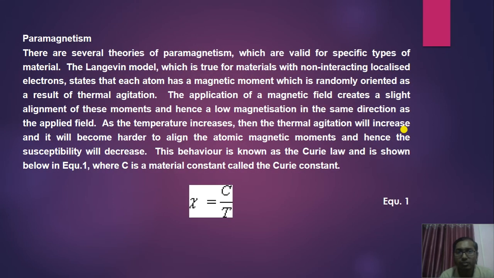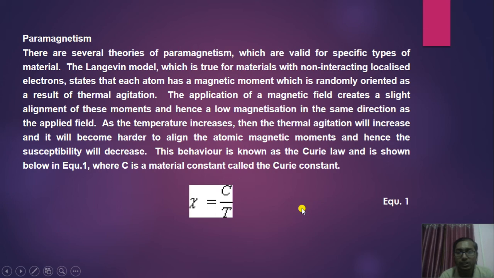So we have paramagnetism. What happens in paramagnetism? Magnetic moments exist, but they are not aligned in the same direction. They are not parallelly aligned. They have different orientations. As a result, there is an equation called Curie law. According to Curie law, magnetization is equal to C upon T, where T is the absolute temperature in Kelvin and C is a constant known as the Curie constant.